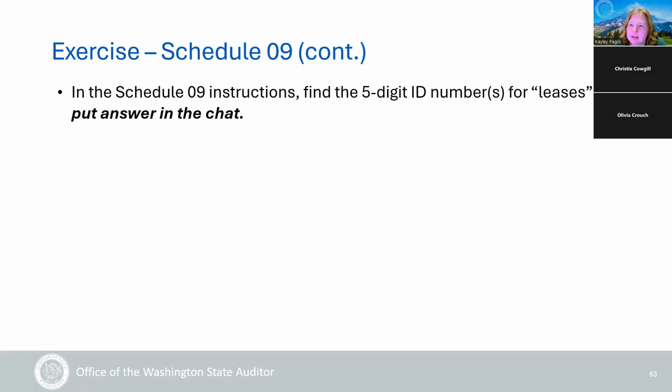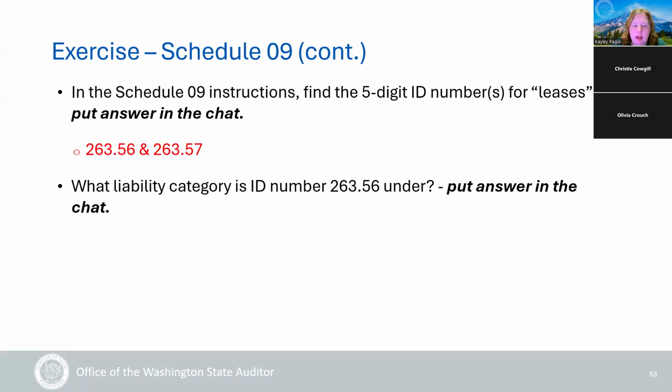All right, so I see some numbers coming through into the chat. So there are actually two ID numbers for leases. So you'll see there's 263.56 and 263.57. So once you can find ID number 263.56, what liability category is that ID number under? And put your answer into the chat.